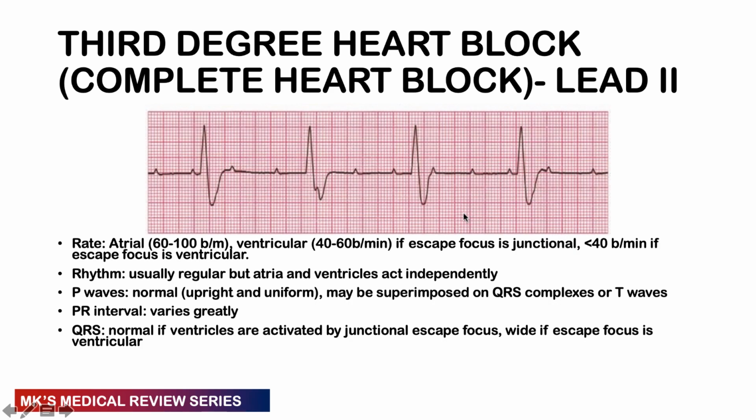So the PR interval is going to vary greatly, and of course our QRS complexes here are going to be normal if the ventricles are being activated by a junction or escape focus. They may be wide if the focus is within the ventricles. So if you look at this, they are wide, so most likely the focus is coming from the ventricles that's generating this impulse. That's our third degree heart block.